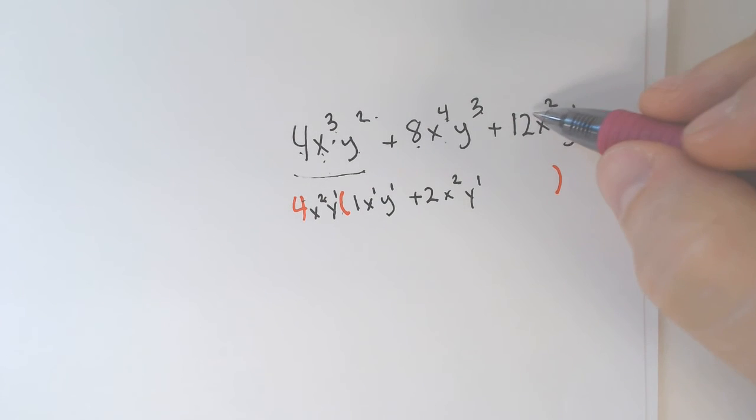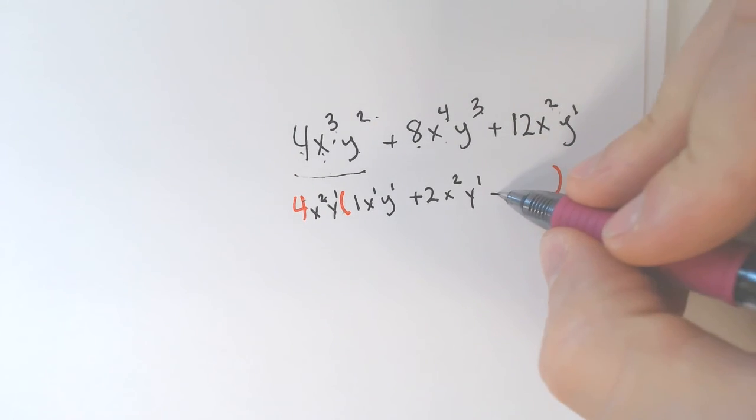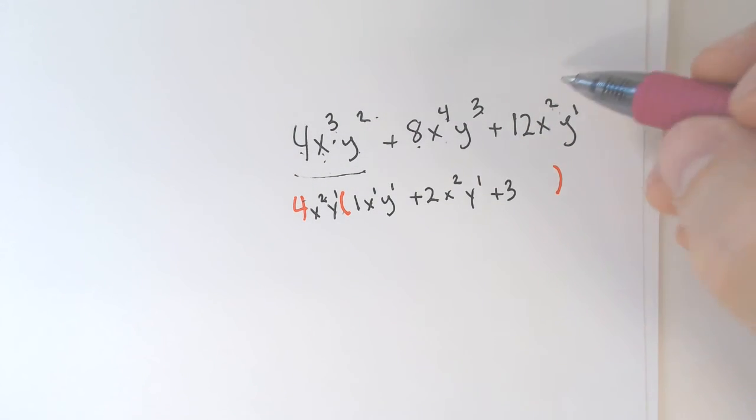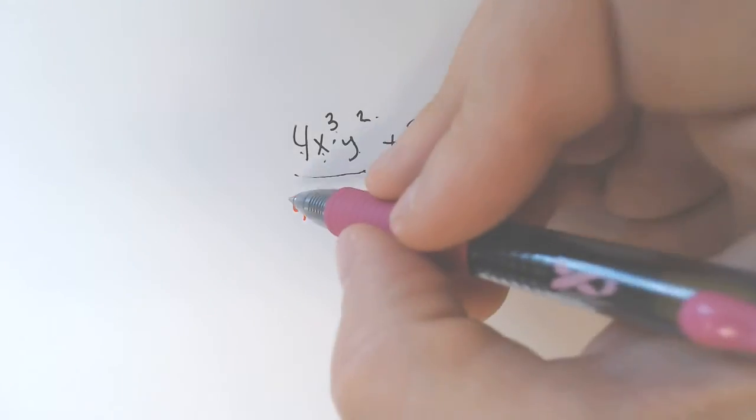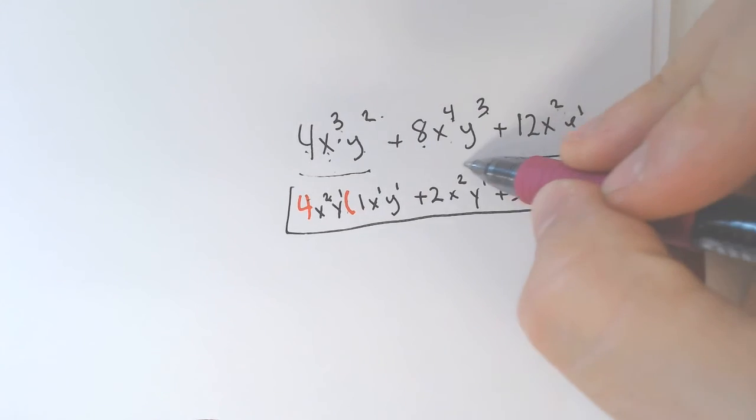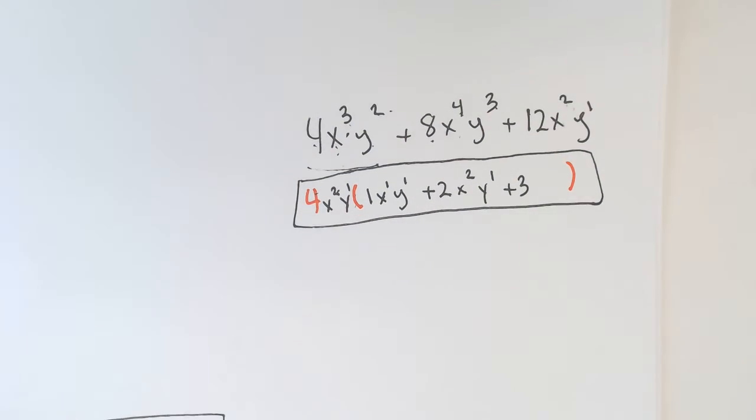And then I deal with my last bit. We got 12 divided by 4 is 3. And take away 2 x's, I got no x's. Take away 2 y's, I got no y's. It's just a 3. That's all we could do.